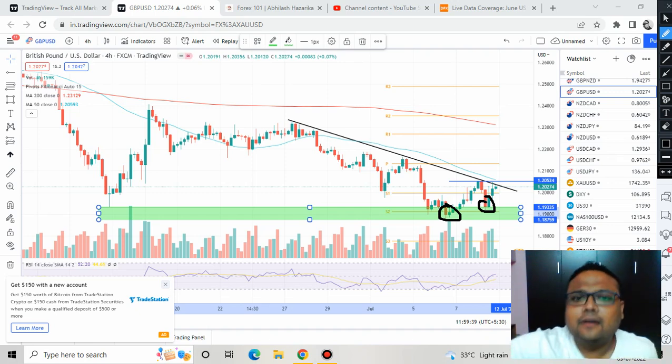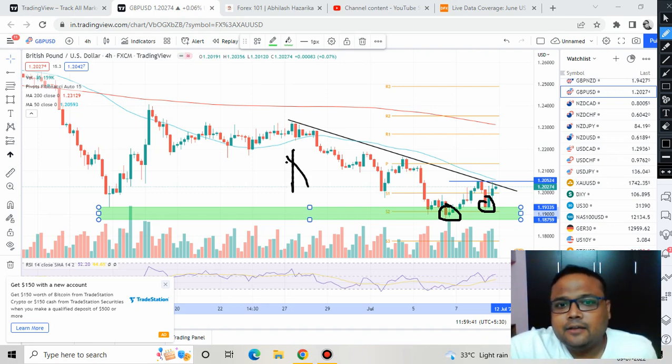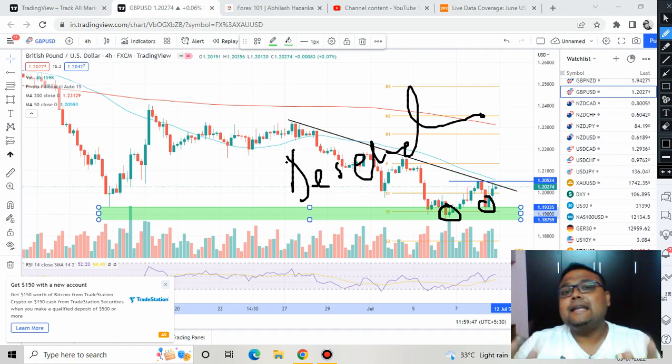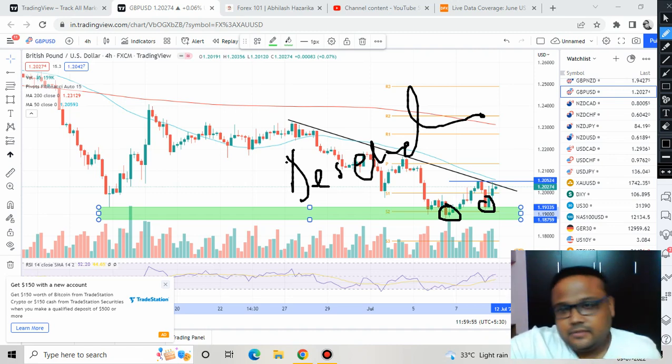Okay, remember I talked about the descending triangle pattern in my previous video. Yes, the descending triangle pattern is still very much valid. There is no doubt. But if you look at the chart minutely, you can see that the support still looks very strong, and surprisingly, the market has formed a higher low.